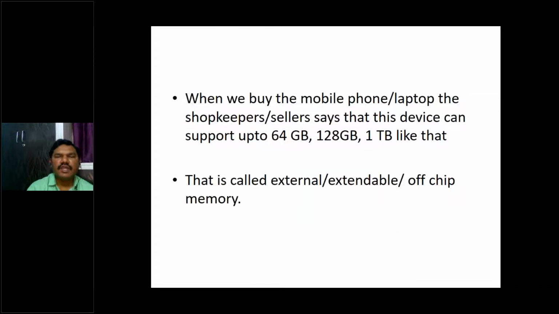Suppose when you go to a shop, we ask for a mobile phone or laptop, and the seller says this device can support up to 64 KB, 128 GB, 1 terabyte, like that. What is the meaning of supporting up to? It means it is raw memory that is called external, extendable or off-chip memory.